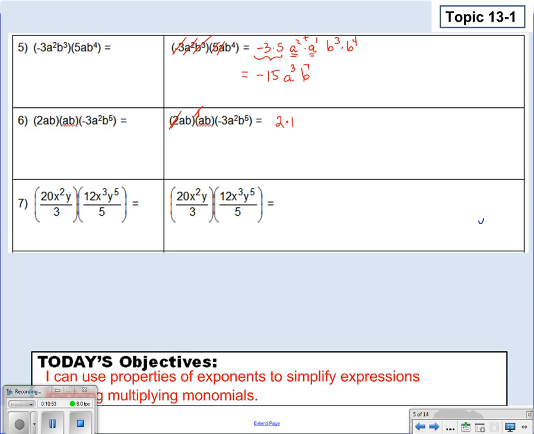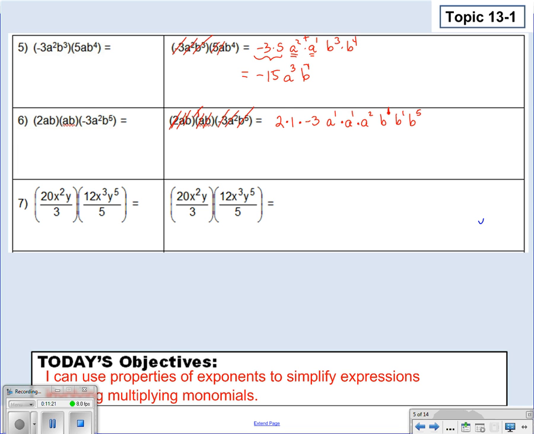Let's look at our a's. From the first parenthesis, we have a to the 1 power. Second parenthesis, we got a to the 1 power. In the last parenthesis, we have a squared. First parenthesis, we have b to the 1 power. Second parenthesis, we got b to the 1 power. And the last parenthesis, we have b to the 5th power.